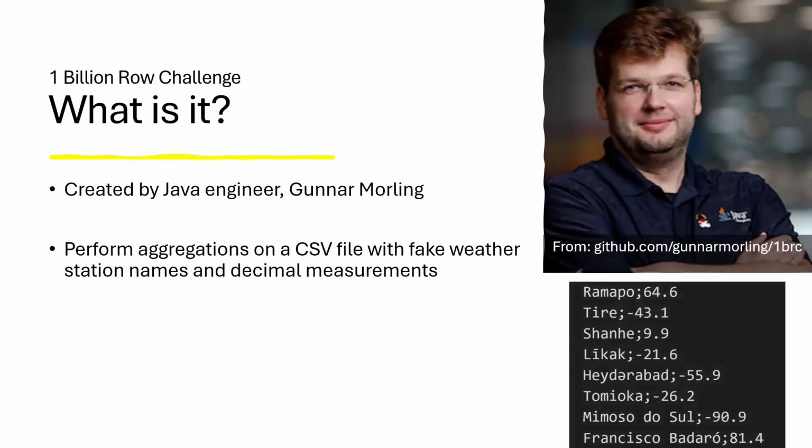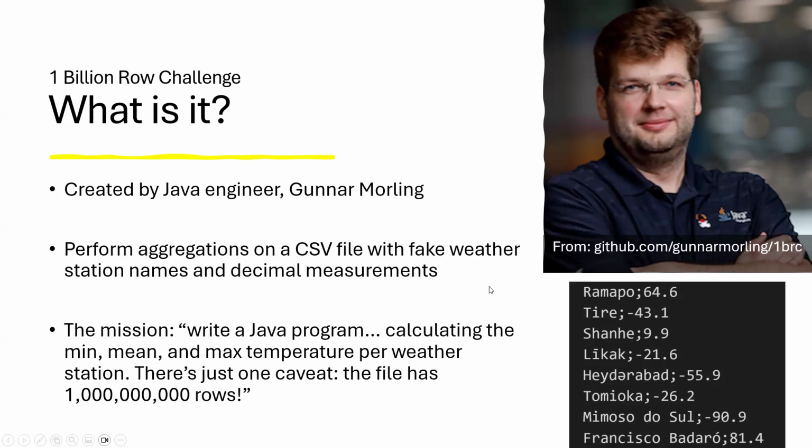measurements. So I'll show a sample of what it looks like here, which is just this CSV file with 2 columns. Like I say, the left column are those fake weather station names. And the second column are just decimal numbers, positive and negative. It's just this a billion times over. So just lots and lots of rows of weather stations.